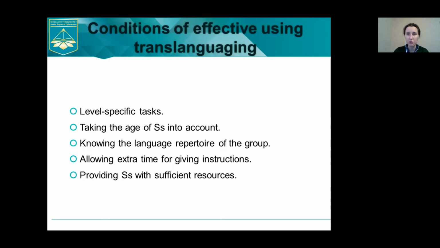By sticking to these conditions, we can help our students to develop multilingually, and translanguaging practice can be only one step, one of the practices to develop this multilingualism.